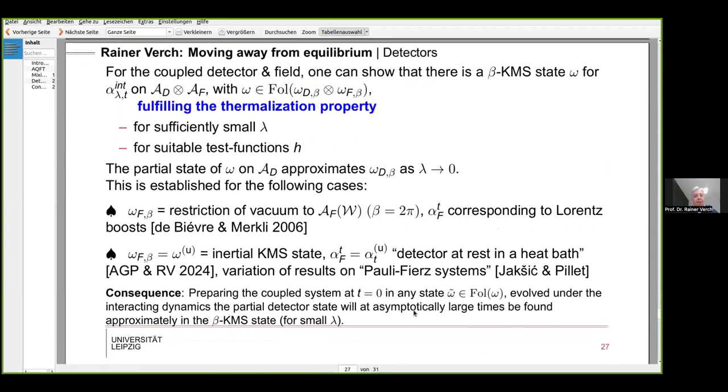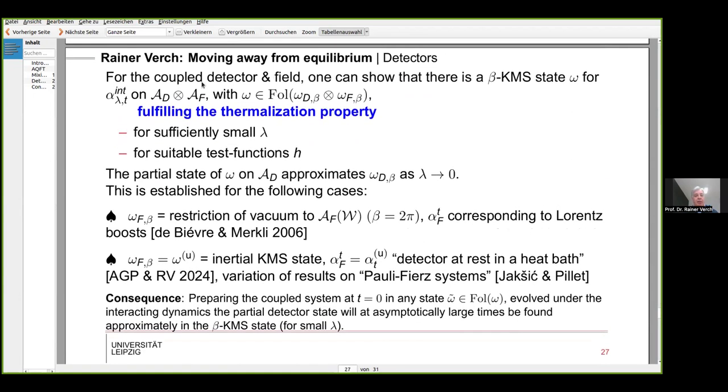Now, the following has now been shown. For the coupled detector and field, one can show that there's a beta KMS state for this interacting dynamics on the combined detector and field system, which is in the folium of the tensor product of the non-interacting KMS states for detector and field. And this fulfills the thermalization property for sufficiently small lambda and for suitable test functions h.